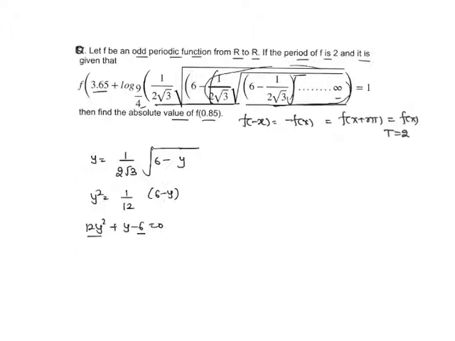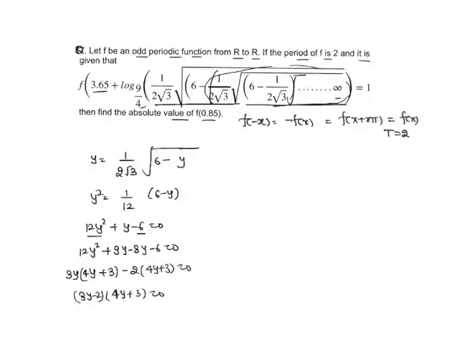Now if I factor this one, 12 times minus 6 is minus 72. So 12y square plus 9y minus 8y minus 6 equals 0. Taking 3y common, 3y(4y plus 3) minus 2(4y plus 3) equals 0. So (3y minus 2)(4y plus 3) equals 0. From here y equals 2 by 3, or y equals minus 3 by 4. y can't be negative because a negative quantity inside a log is not defined. So y should be 2 by 3, and we put y equals 2 by 3 in the function.